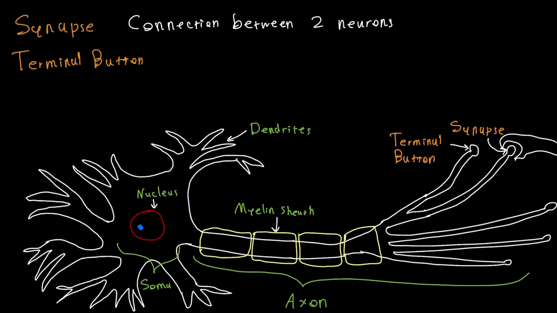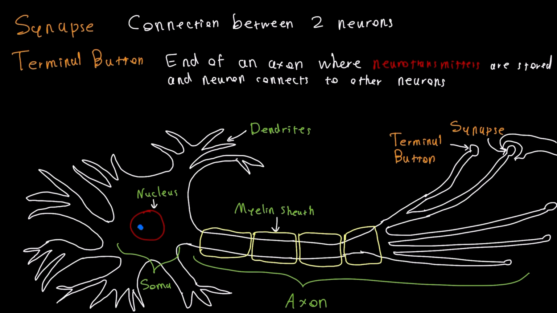Then we have the terminal button, which is this thing. There are these little buttons at the end of axons, and it's the end of an axon, and there are multiple of them in one axon, where neurotransmitters are stored and where the neuron connects to other neurons.